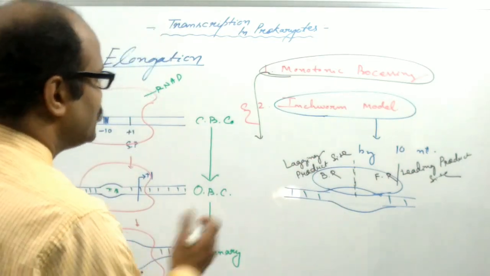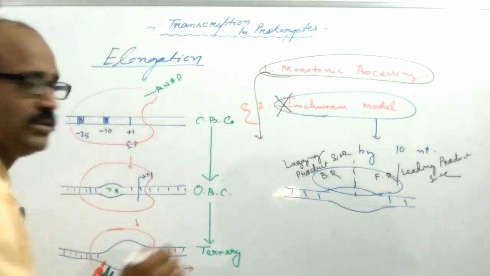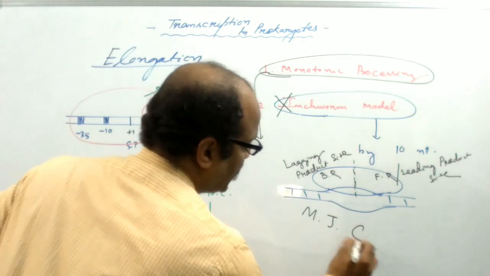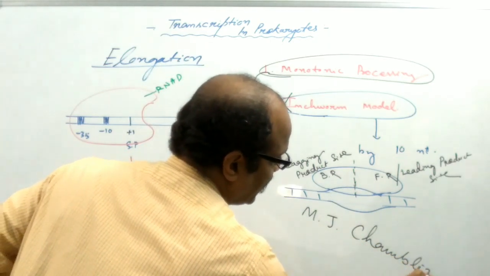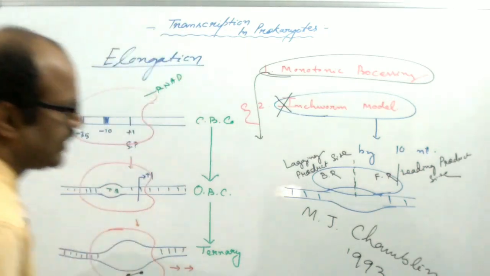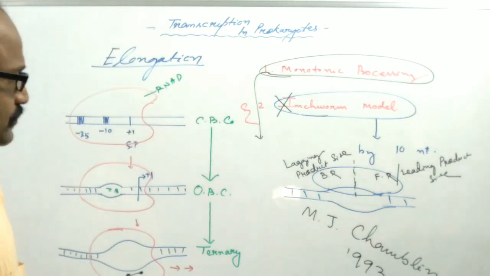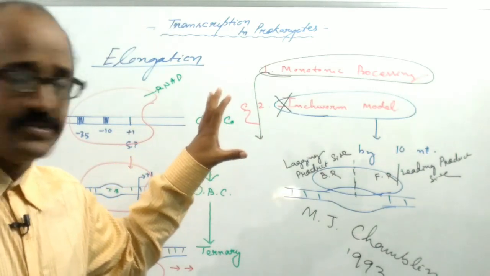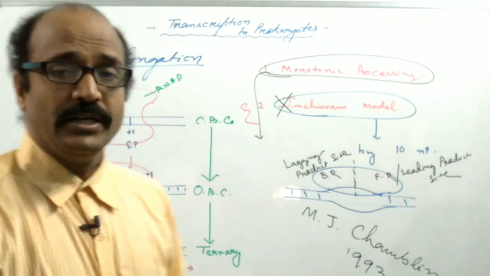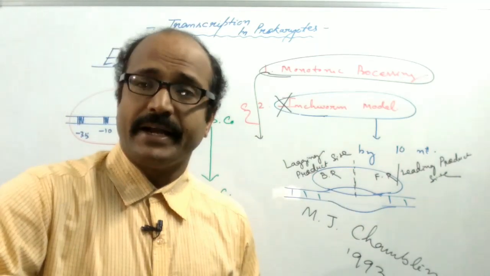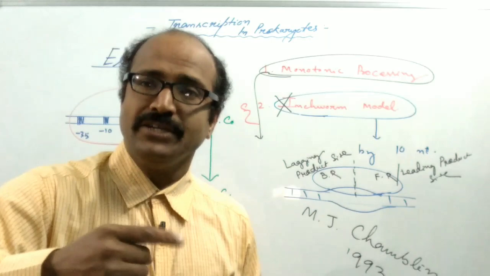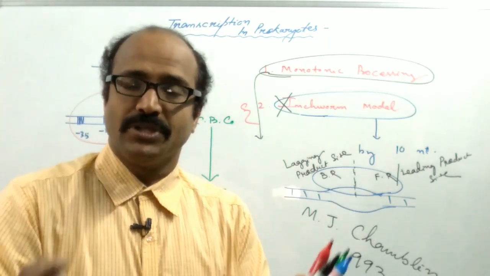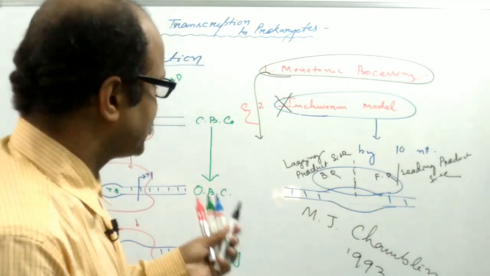The inchworm model is not accepted by all. Such a model was proposed by M.J. Chamberlain in the year 1993. So the monotonic process is highly accepted. According to this model, the synthesis of RNA takes place one nucleotide at a time. It means one single nucleotide is added to the 3' end of the transcript.